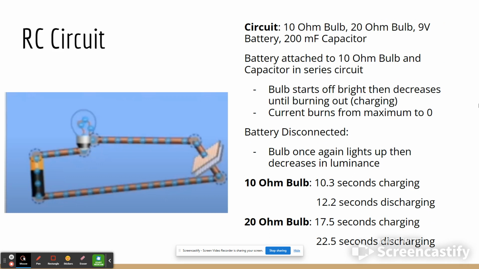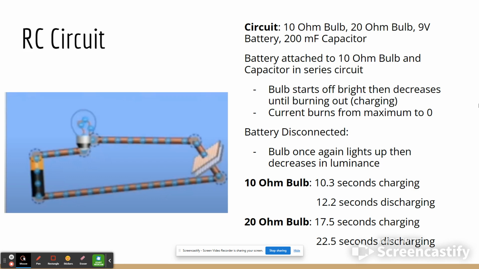For the next and final circuit, which is the RC circuit, I also tried to get a better picture of it. For some reason, it kept coming out blurry. The circuit has a 10 ohm bulb, a 20 ohm bulb, a 9 volt battery, and a 200 mF capacitor. With the battery attached to the 10 ohm bulb and capacitor in series, the bulb starts off bright, then decreases until going out, which is the capacitor charging. The current goes from maximum to 0. If the battery is disconnected, the bulb once again lights up, then decreases in luminance.